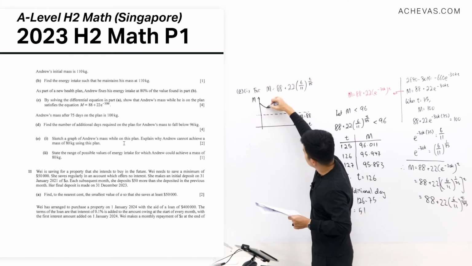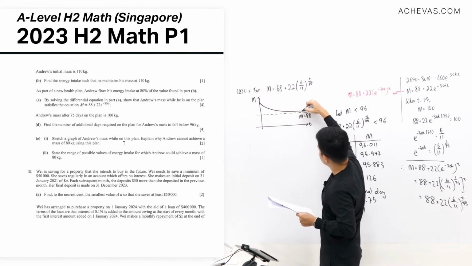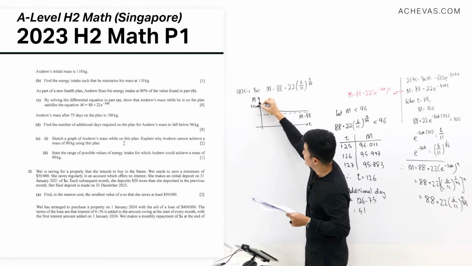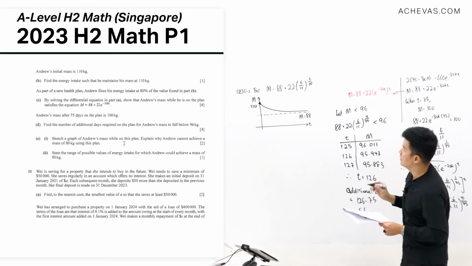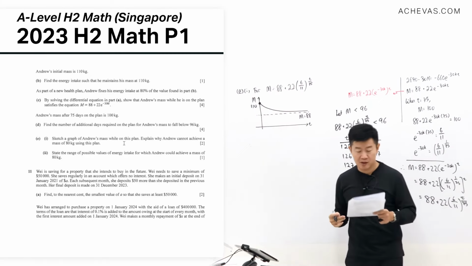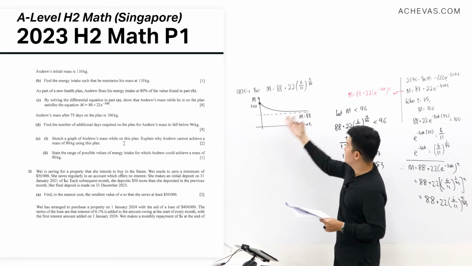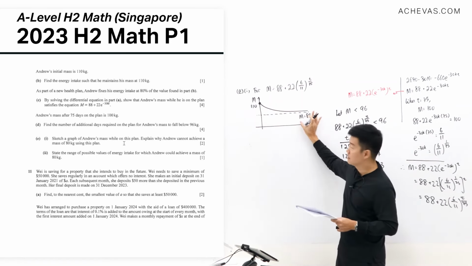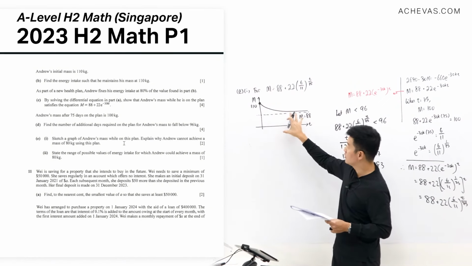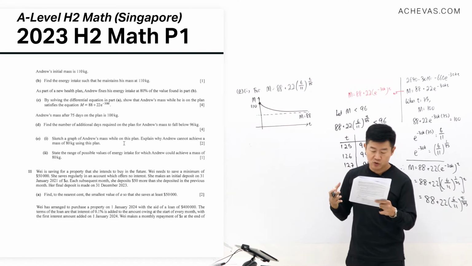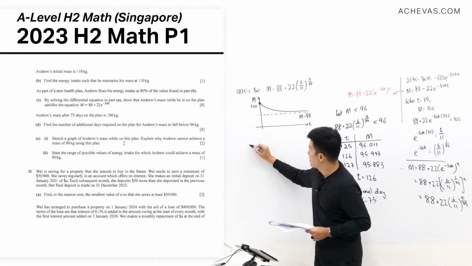My graph is going to be something like this, tending towards 88. It starts from here, and this is his initial mass of 110. So looking at this graph, I'm going to write out my explanation. As t tends to infinity, m is going to tend to 88. Before this, there will be no time when the mass falls below 88, which means it is not possible for Andrew to achieve a mass of 80 kg using this plan. Okay, that will be my explanation for part 1's second part.